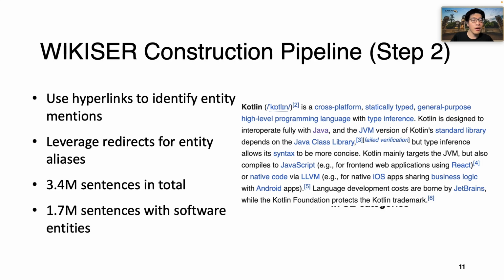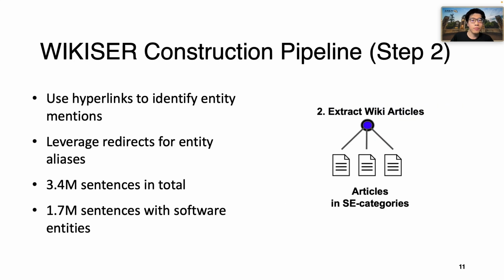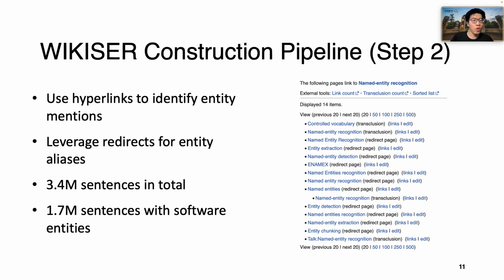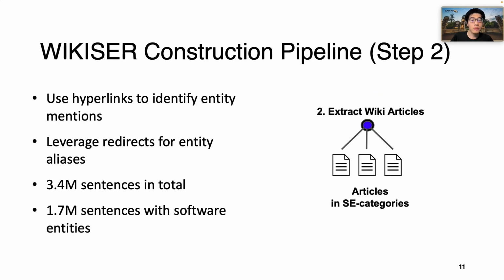For example, here is a paragraph from the Kotlin Wikipedia article. Hyperlinks to SE-related articles are captured for further processing. We also leverage Wikipedia page redirect mechanism to detect aliases to a software entity. For example, the Wikipedia article for named entity recognition has 14 redirects. We treat the titles of these redirects as aliases for named entity recognition. After step 2, we have 3.4 million sentences in total and 1.7 million sentences with software entities.